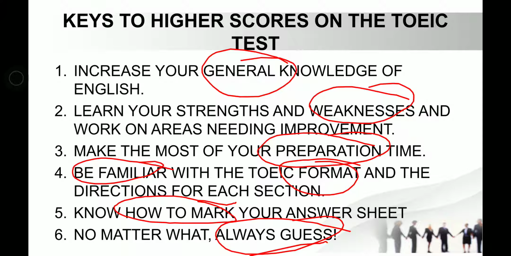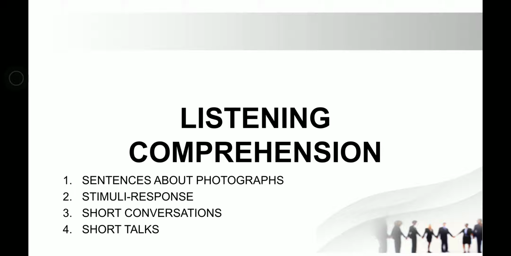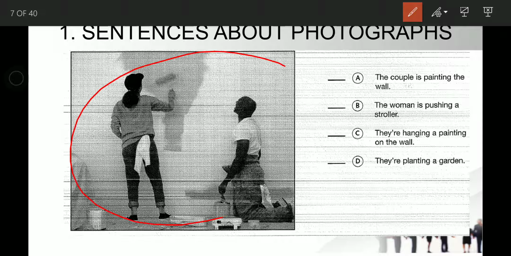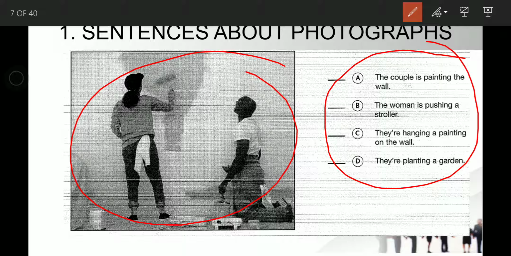Okay, next. We go to the listening comprehension. There are 4 parts, as I told you in the previous slides. Let's go through the first part, sentences about photographs. In your worksheet, there will be a photograph like this, and the options will be spoken to you by the speaker. So you have to listen to these options.